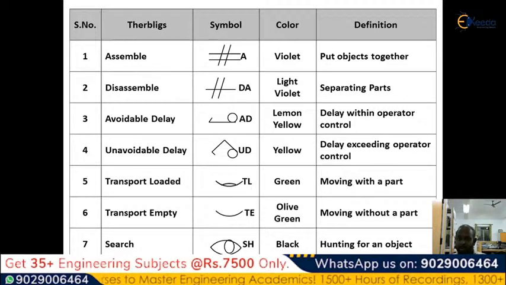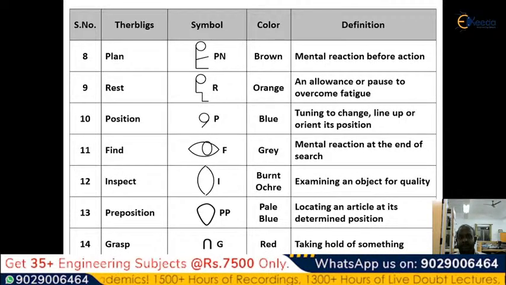You can note down all the symbols which have been given and the color corresponding to each and every therblig. Then planning. It means how you are going to do that particular machining, all the plans. Then resting. Then positioning: where you are going to keep these products. Where is your coolant? Where is your tool? Where is your jigs? All that.